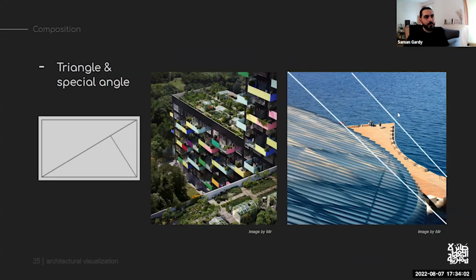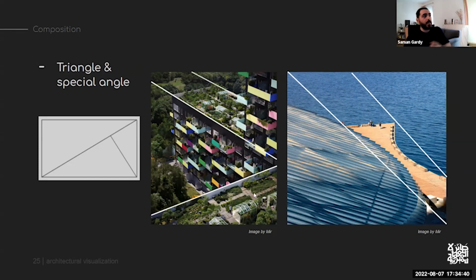First, on the right, is an image from Mir. You see the image was divided into two triangles, and then the upper triangle was again divided almost in two parts, and the terrace is the point of interest. So when you look at this image, you immediately see this terrace and some activities happening here. This is one of the special angle methods used in this image.